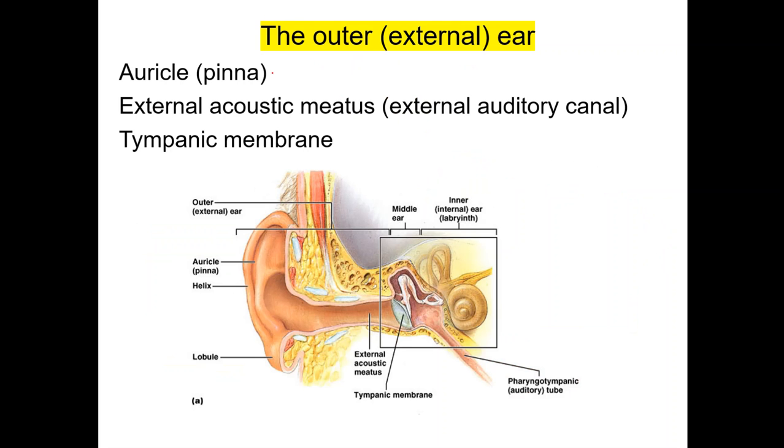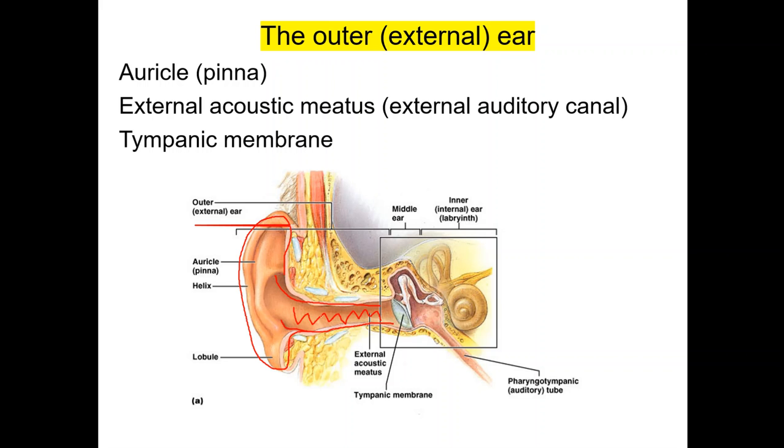So we're going to talk briefly about the three regions of the ear. First, we're going to start with the outer or external ear. The external ear is pretty simple. It is composed of the auricle or the pinna, which is the one that you can touch very easily, okay? And the external acoustic meatus, which is also known as the external auditory canal, which is all this over here, where you put your Q-tip in when you clean your ear.